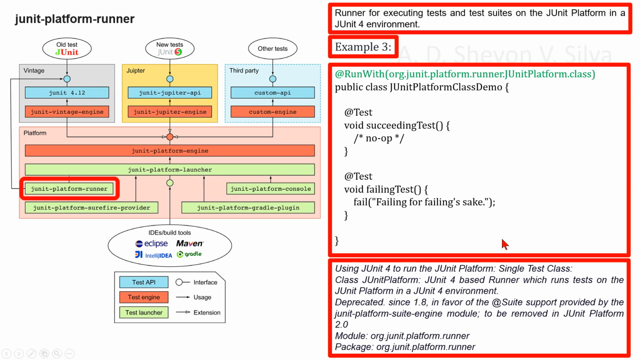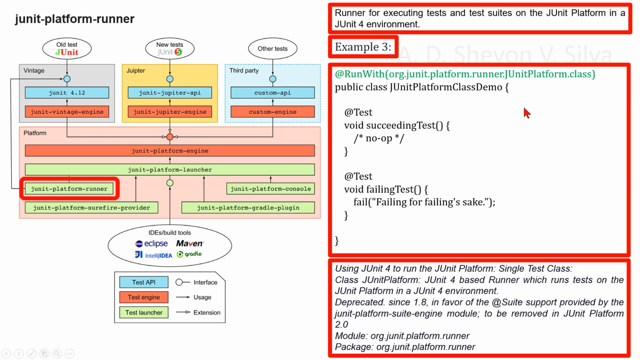As an example 3, we can consider using JUnit 4 to run a JUnit platform single test class. JUnit platform JUnit 4 based runner, which runs tests on the JUnit platform in a JUnit 4 environment, deprecated since 1.8 in favor of the suite support provided by the junit-platform-suite-engine module, to be removed in JUnit platform 2.0. It is in the module org.junit.platform.runner, package org.junit.platform.runner.